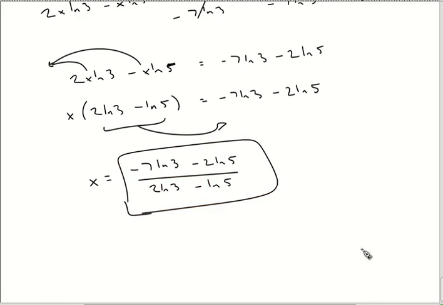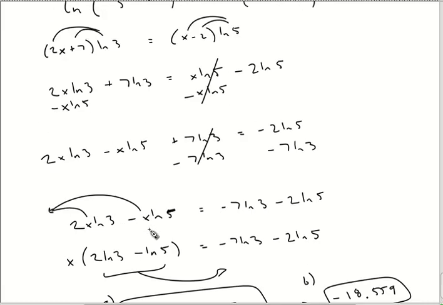Yay! What a feeling of accomplishment. Okay, part B, of course, is going to be the decimal equivalent, negative 18.559. Whenever you type that in, it takes forever to type that into Decimal Scientific, but it will work.